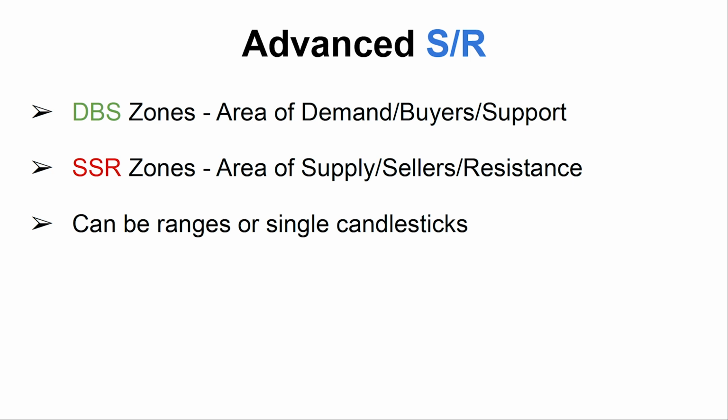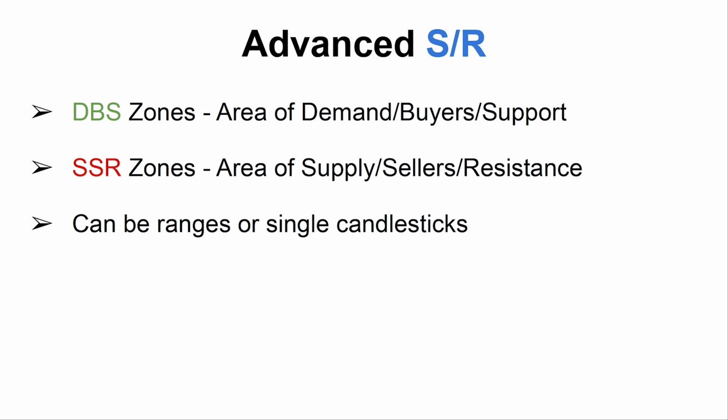Consolidation can either form a DBS zone or an SSR zone. Now, a DBS zone is basically an area of demand where buyers form support, hence DBS, demand, buyers, support. On the other hand, an SSR zone is essentially an area of supply where sellers form resistance, also known as SSR, or supply, sellers, resistance.